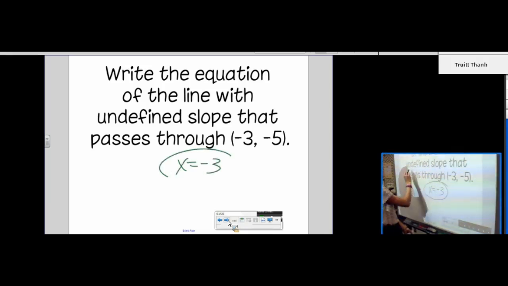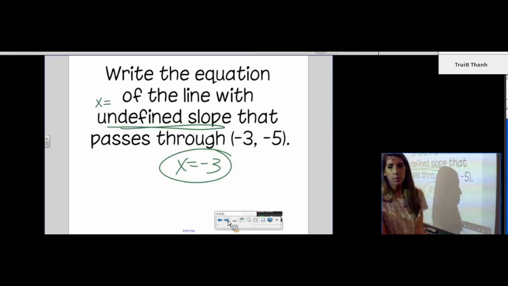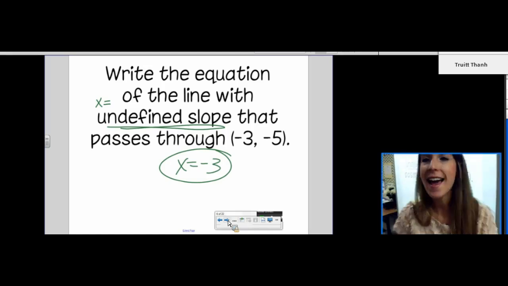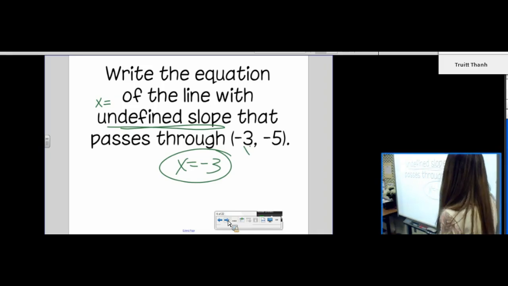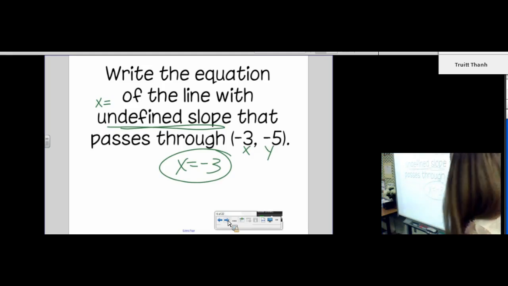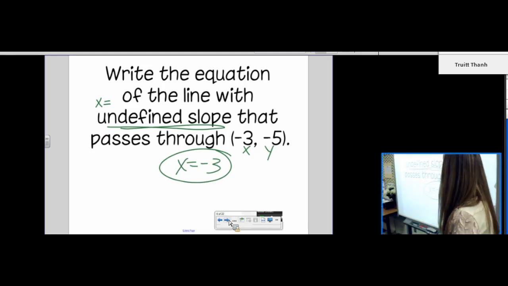We know if it has undefined slope, it's going to be an x equals problem because it's going to be a vertical line that hits the x-axis. Well, where is it going to hit the x-axis? You just grab the x-coordinate. The x-coordinate happens to be -3. Vertical line, undefined slope. Good.